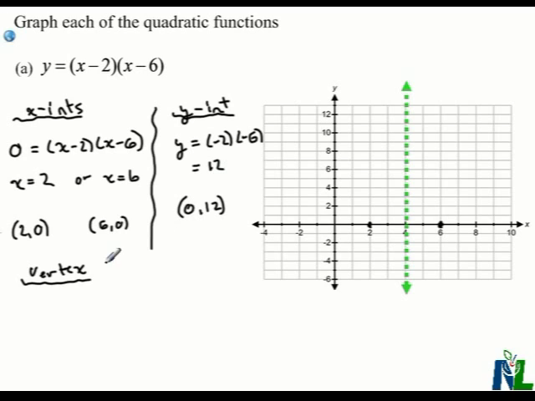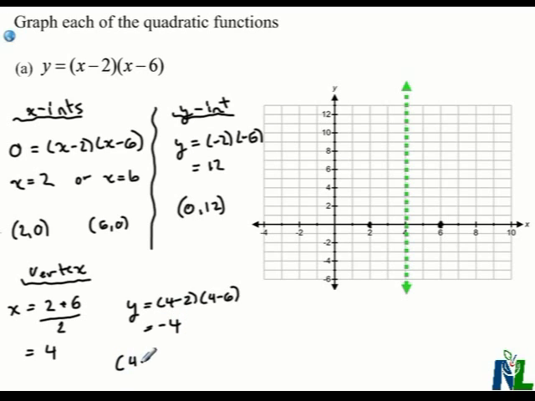Now, the x-coordinate of my vertex should be halfway between positive 2 and positive 6. So I can add those, average them, and get a value of 4. And taking that same value of 4 and replacing it in the original function given, I get a y-coordinate of negative 4. So now the vertex is located at (4, negative 4). I've got my y-intercept. I've got everything I need to graph this function.